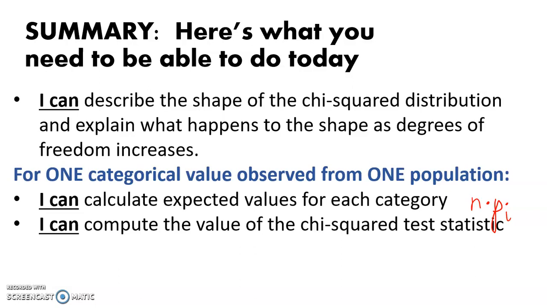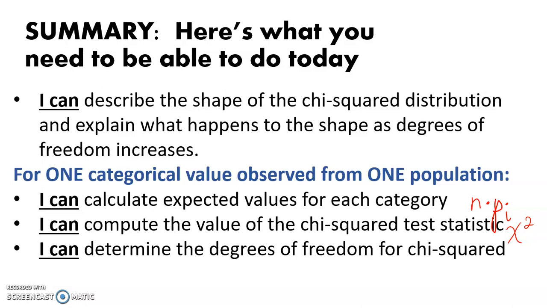You need to be able to compute the value of the chi-squared test statistic. So you need to be able to use that formula, which is on your formula sheet: observed minus expected, squared, divided by expected, and then adding all those pieces together. Okay, so you know that chi-squared value. And then you need to be able to determine the degrees of freedom for chi-squared. Remember, that is k minus 1, where k is the number of categories in this case.